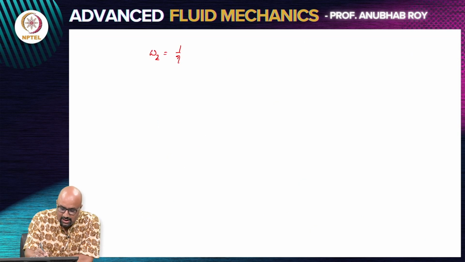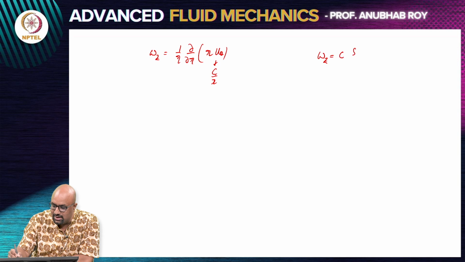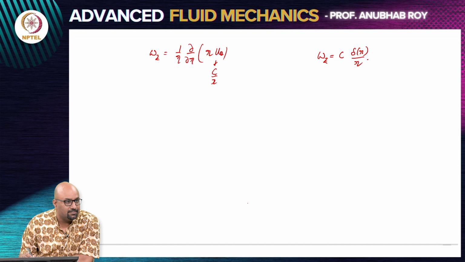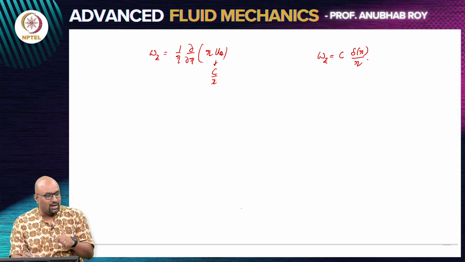which we use this relation to calculate, and we plugged u theta as c by r and got it to be 0, it is 0 everywhere other than at r equals 0. So, at r equals 0, the vorticity is not 0, and to be precise, the vorticity is a Dirac delta function. So, it is a vorticity that is present only at a particular location, at a particular point.